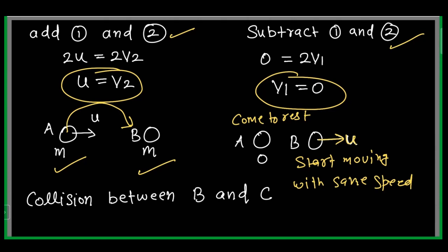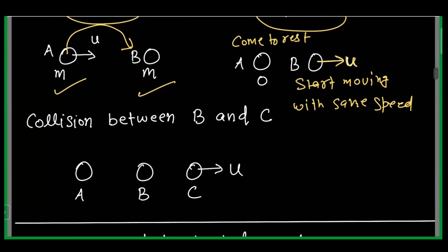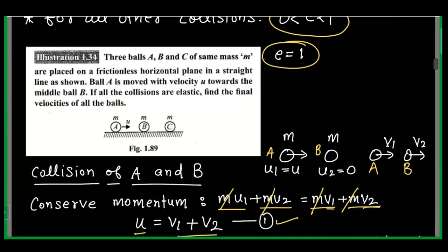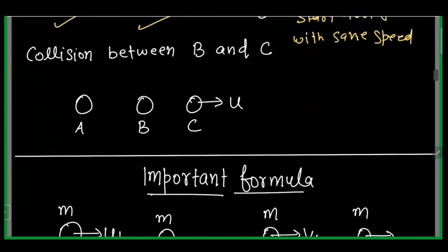Now, this actually made our second case simpler. What will happen after the first collision? Your A is at rest now and your B is now moving with U. And this is your C. Now what will happen? This B will go and hit C, and B will come to rest.